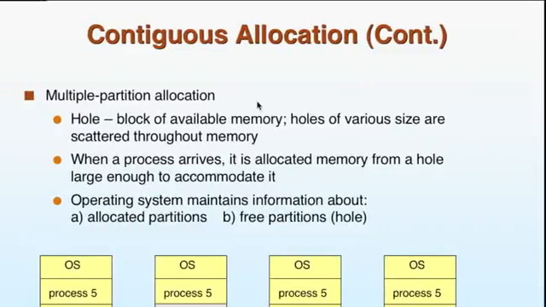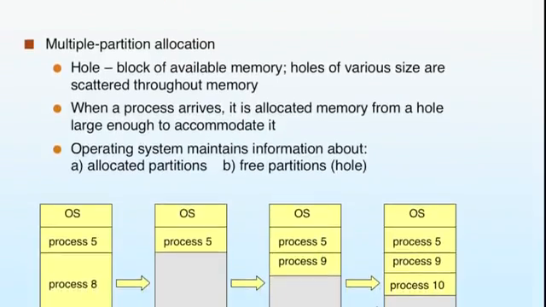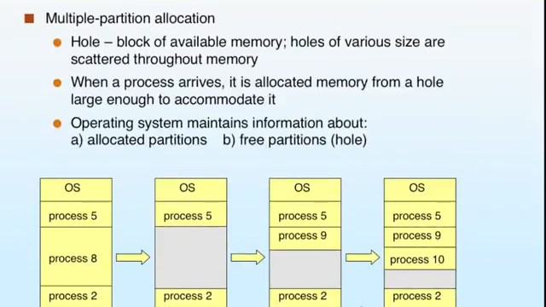Okay, so we have multiple partitions, and the hole is a block of available memory where we're going to load a process. And the holes are various different sizes and are scattered throughout the memory. This is why a lot of operating systems use the same size for each one of the processes. So if you use the same size for each one of the processes and you make it the size of the biggest process that can possibly happen, you have what's called internal fragmentation. Internal fragmentation is when you've allocated space and the space isn't being used.